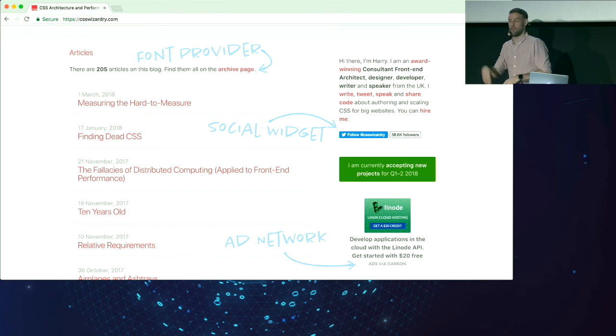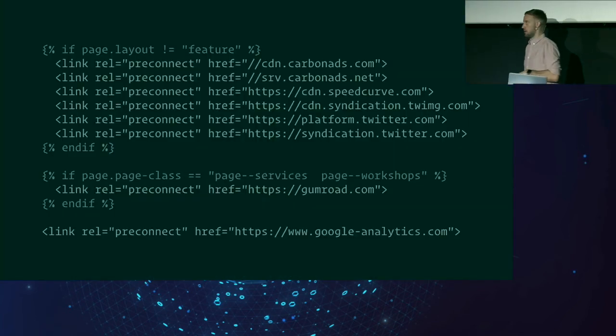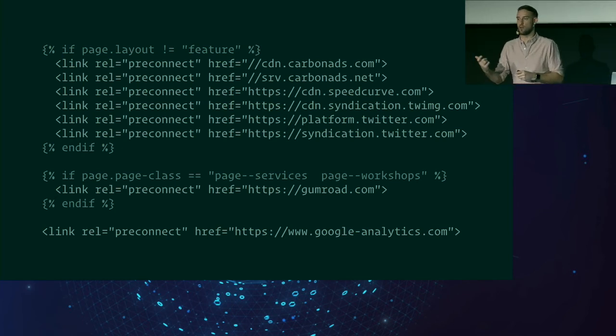Audit your page. You might have a font provider, some social media stuff, an ad network. Audit your page and find out which third-party domains you visit most frequently. And then this. If it's this page, pre-connect these third parties. If it's this page, pre-connect these. Otherwise, just pre-connect this one. This will preemptively open connections to all of these third parties before the page is immediately ready for them.